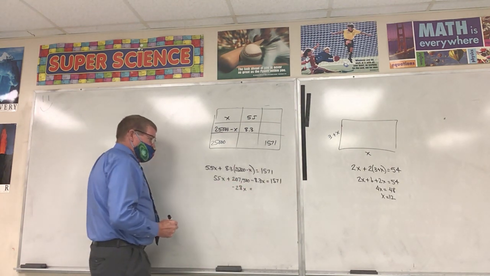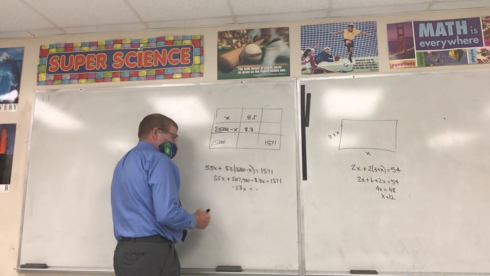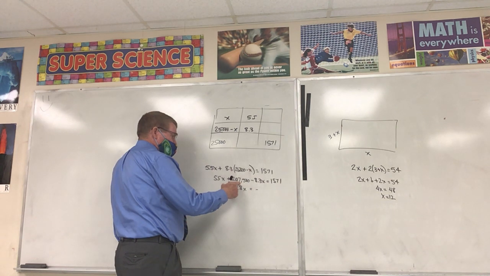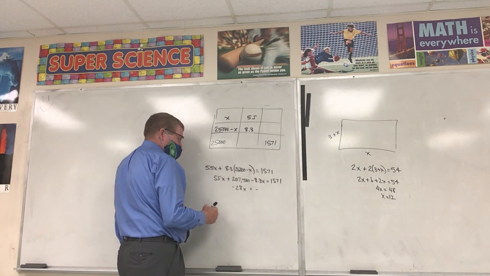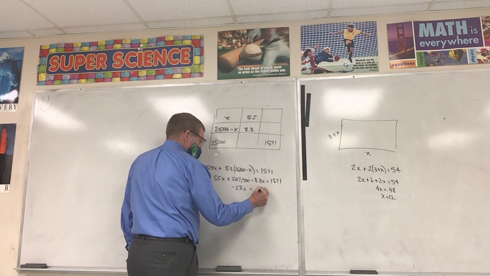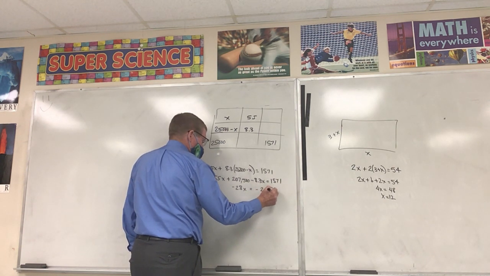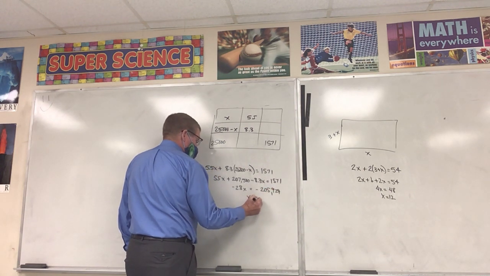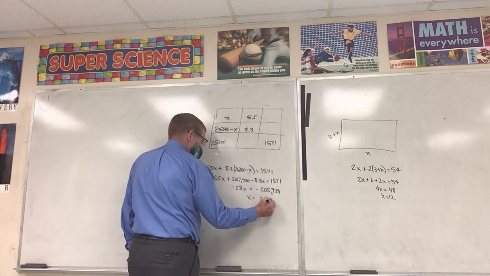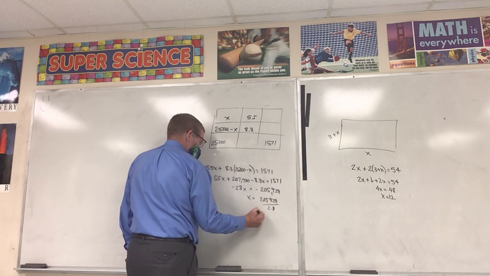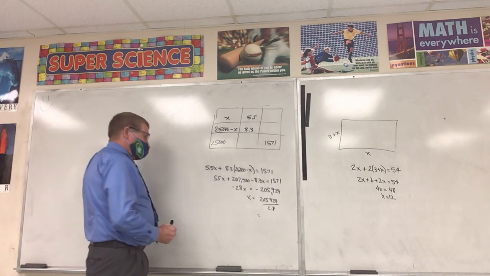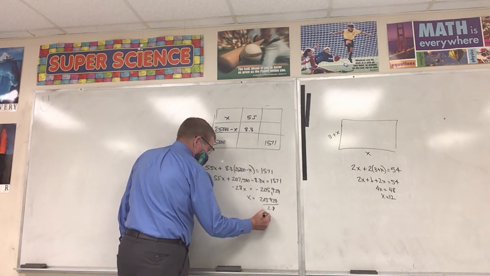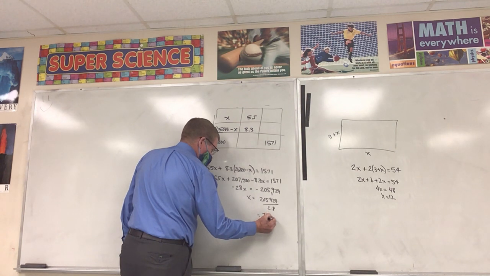207,500 minus 1571 is 205,929, and then we're gonna divide by 2.8. Divide by 2.8. 73,546.07.